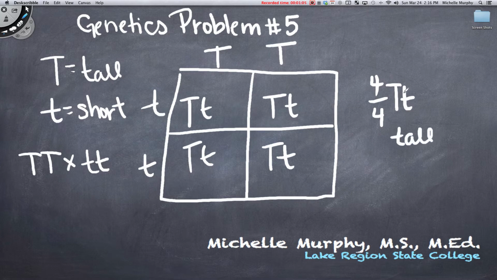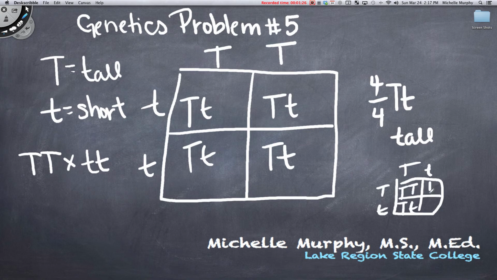Now, if we mated two offspring together, this is the F1 generation, this is the P generation. If we mated two of them together, then we would get that 3-to-1 ratio of 3 talls to 1 short. Because remember, when you mate two heterozygotes together, then you would get a tall, a tall, a tall, and a short. But this would be the F2 generation.